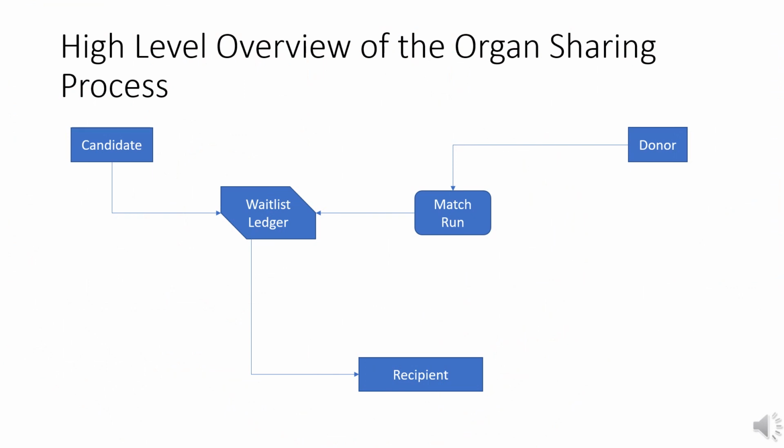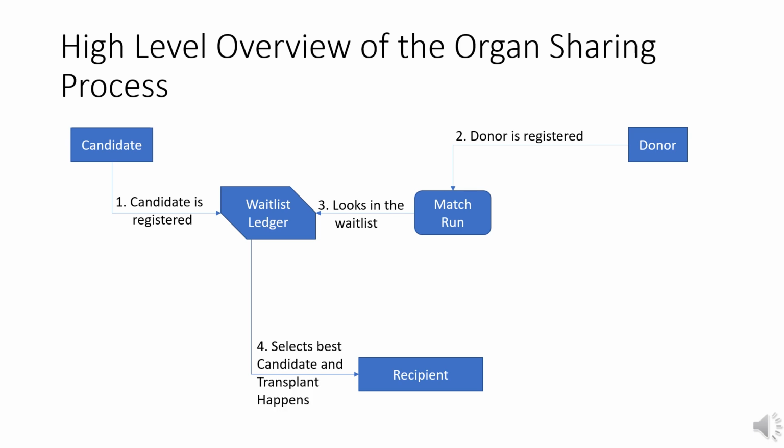This is a high-level overview of the process. A candidate for transplant registers on the waitlist. When an organ becomes available, the match program traverses the ledger to find the best candidate. The transplant happens, and the candidate has now become the recipient.